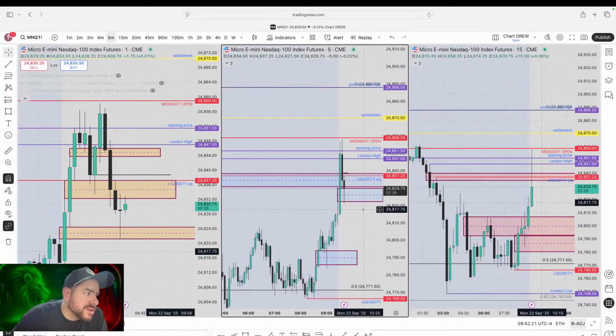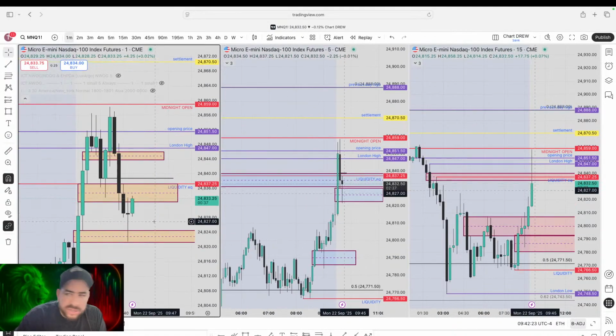Bouncing off this 5-minute here. Still don't like it. I just want to see what happens. I want the 15-minute everything to clear up, look nice. Right now, it just doesn't look good to me. I want everything to go kind of together. So we'll see how that works out.